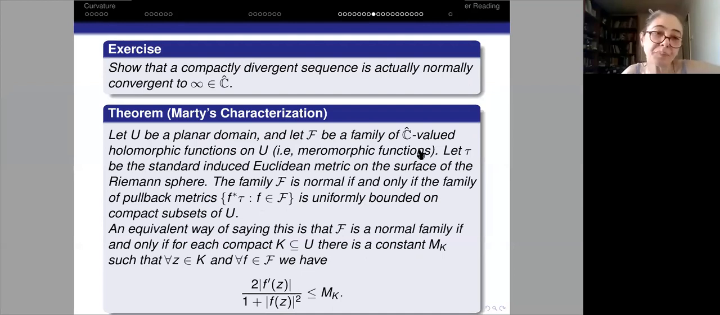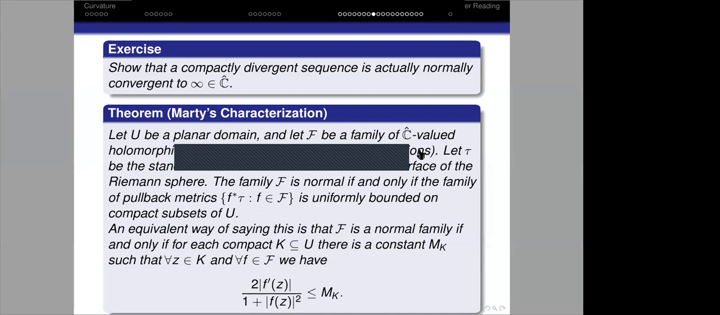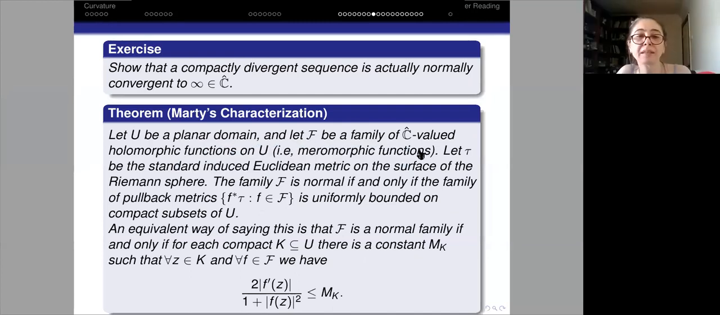If you remember, last time we wrote this theorem, the Marty characterization, and we said that if we take a planar domain and a family of Riemann sphere-valued holomorphic functions on this plane, which by that we mean actually meromorphic functions, we took the standard induced Euclidean metric on the surface of the Riemann sphere. Now the family is normal if and only if the family of pullback measures f star tau, where f is in this family, is uniformly bounded on compact subsets of U.